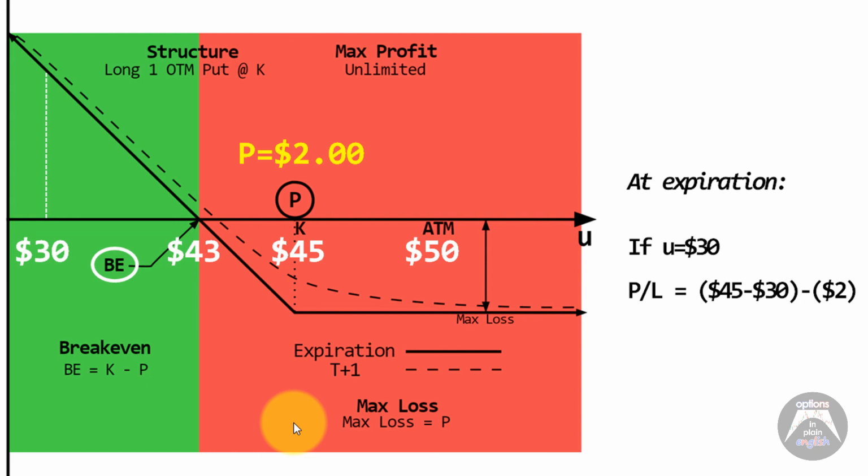your profit and loss is going to be the $45, which is the strike price, minus the $30, which is where the price ended up at. So a total of $15 difference, but you have to deduct the premium that you paid for the put. So that would be 45 minus 30 minus 2. So you would have a total profit of $13.